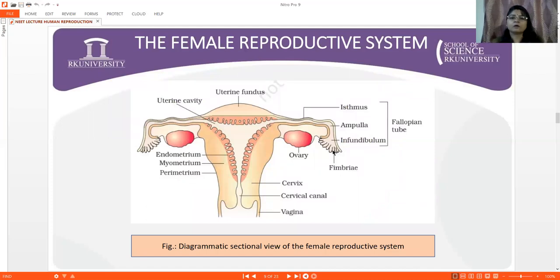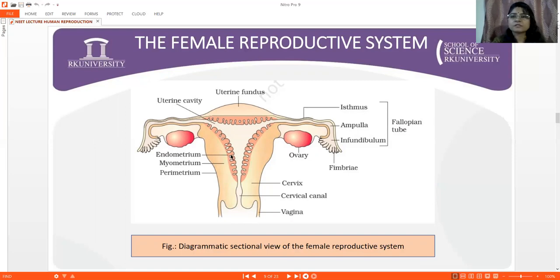Okay, now this is the figure which gives the information of the female reproductive organs as such. You can see this whole structure is an inverted pear-shaped structure, which I'll start explaining from lower to upper. So the first one is the vagina. This is the opening. Next to it lies the cervical canal. This is the cervix. Next to it is the uterine cavity, or you can say the uterus.